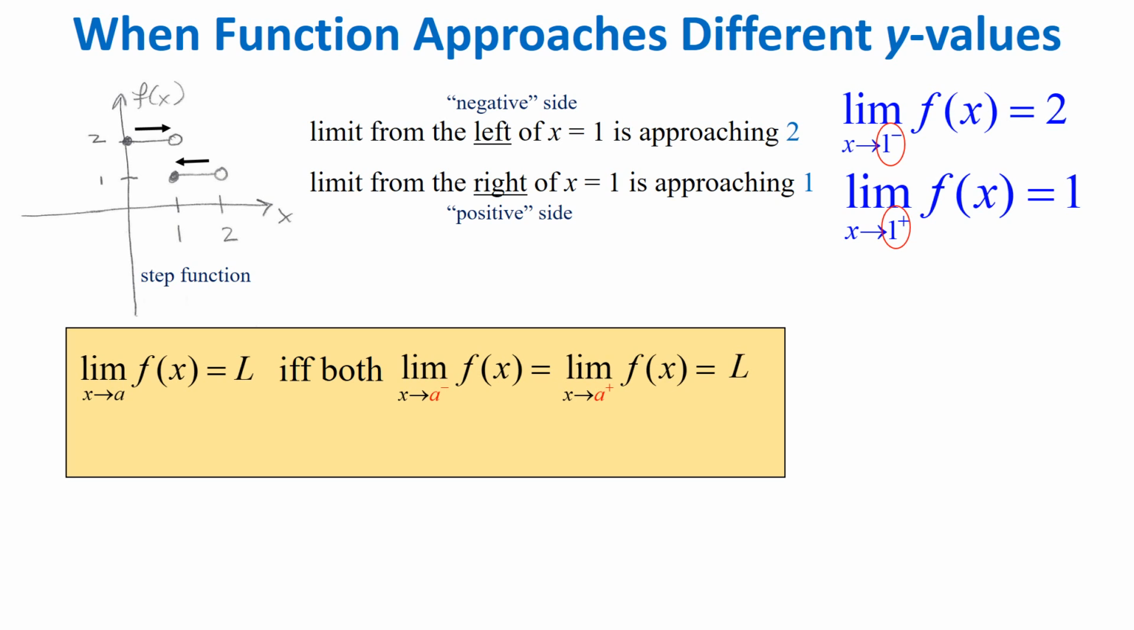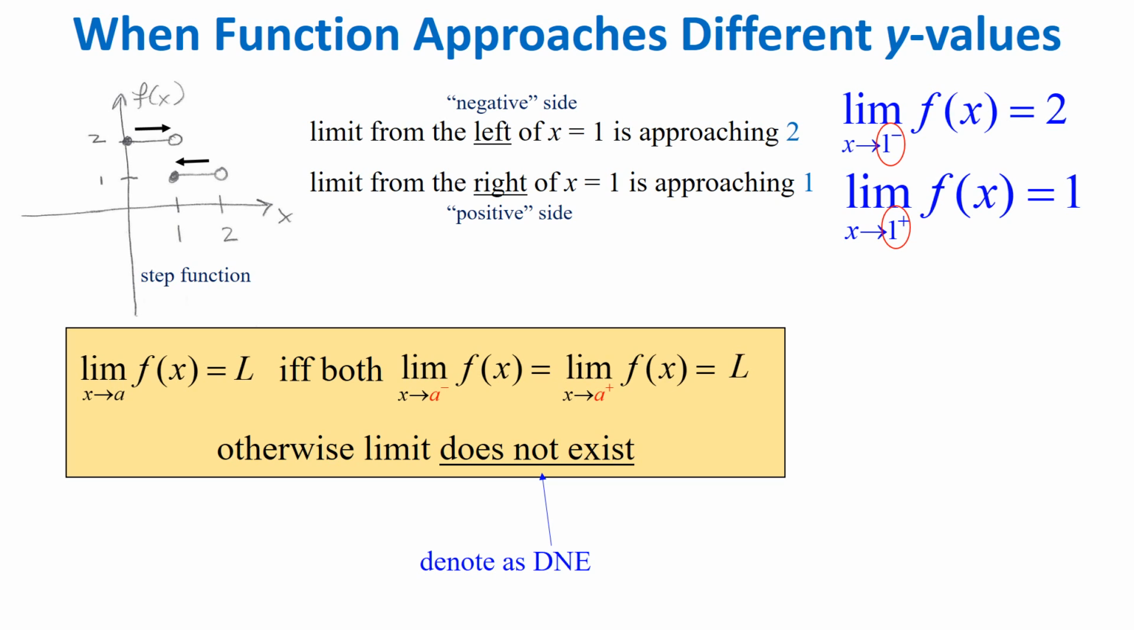But if they don't approach the same value, like we're seeing in this example, then we would say that the limit in general does not exist, right? And you would just denote that as DNE. Pulling that together back to the example, we would say the limit as x approaches 1 of f of x does not exist, because the limits from each side aren't the same value.